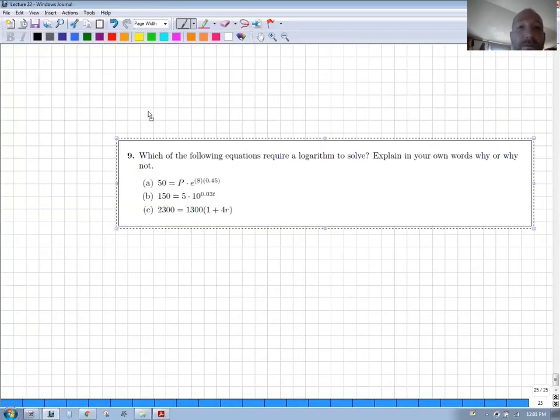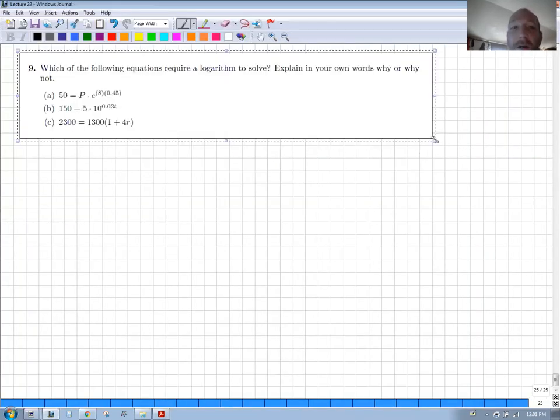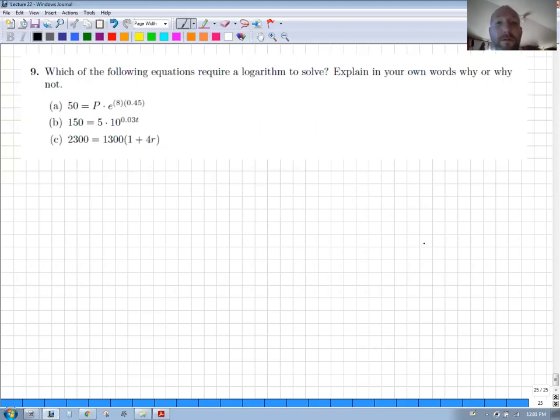Okay, which of the following equations require a logarithm to solve? Not this one, because the variable is not in the exponent, right? It's right here. We would have P is 50 divided by e to the 8 times 0.45. All right, so no logs. This one, yes, because the T is up there.